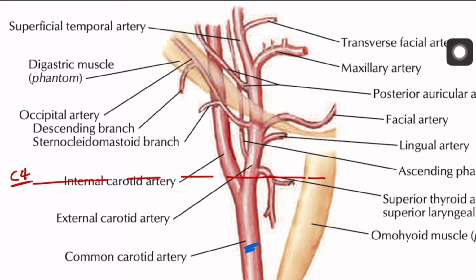So this is the internal carotid artery. So it is anterolateral to the internal carotid artery and ends in the substance of the parotid gland by dividing into two terminal branches, the maxillary and the superficial temporal branch on the other side.